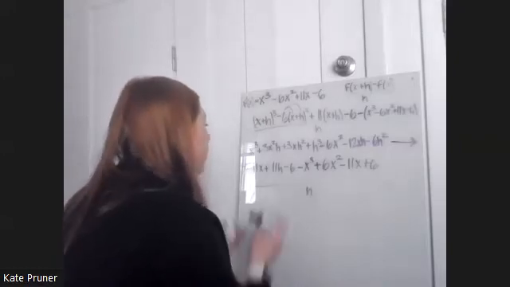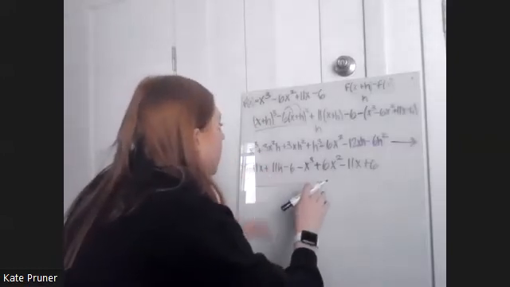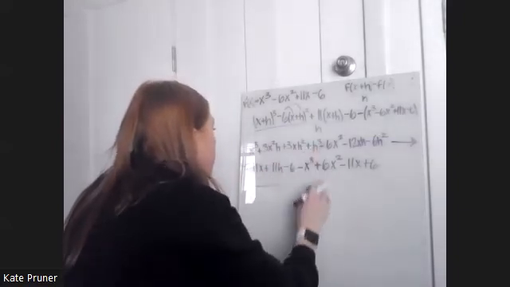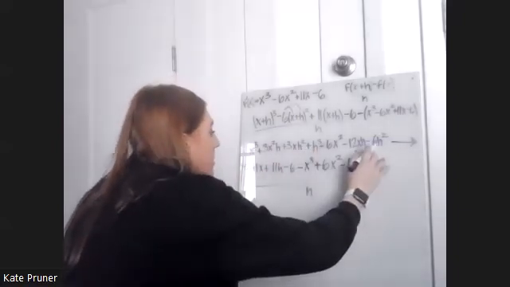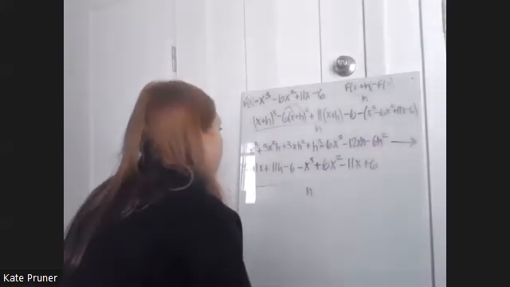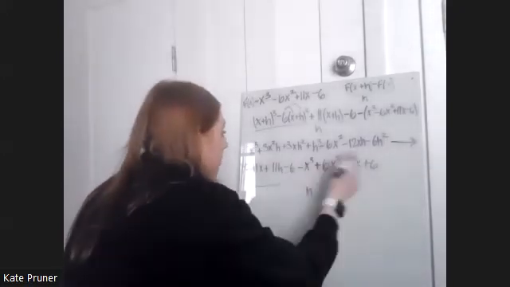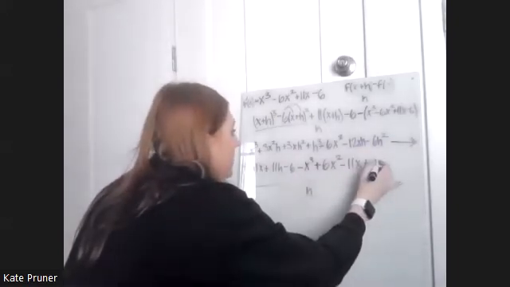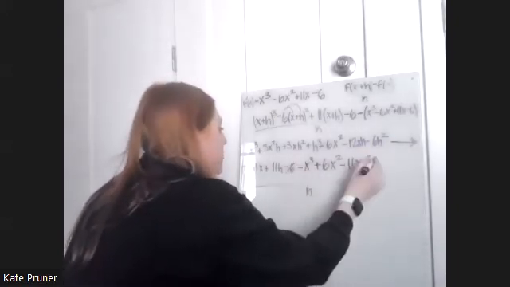So we're going to look for like things. So we've got an h cubed here. We've got a 6h squared. Yeah, so we just got to make sure we simplify this all out. So we've got a plus 6 here and a minus 6 here. So those cancel out.